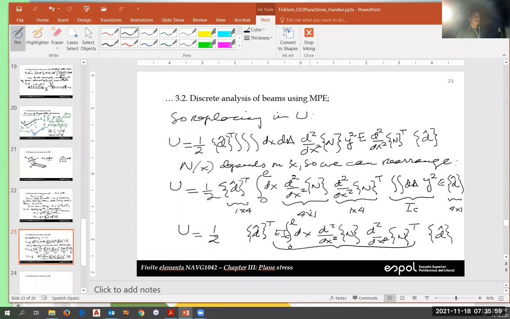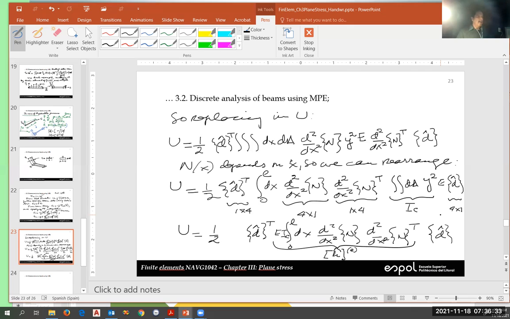So as we said here, this is a 4x1 vector. This is a 1x4 row. So the result, all of this is going to be a 4x4 matrix, and this is our very famous stiffness matrix. So this is the stiffness matrix deduced, as we can see, using the minimal potential energy theorem.